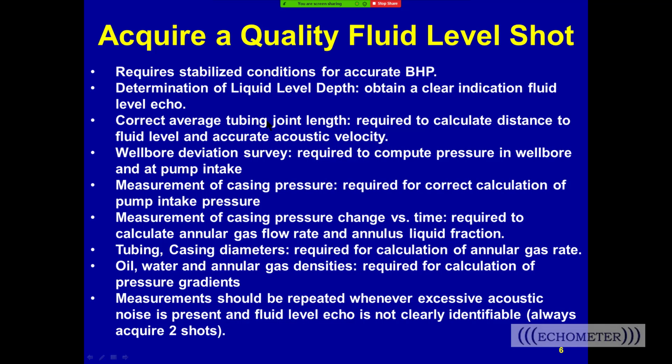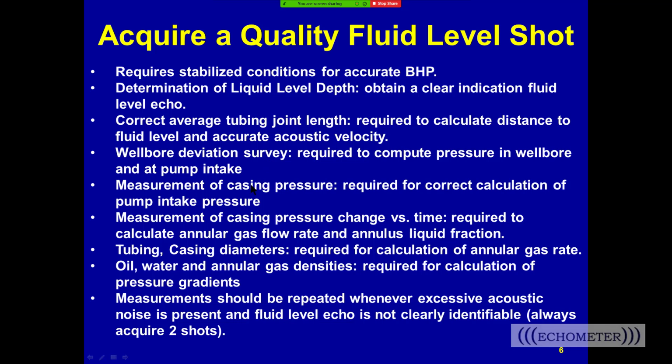And so if your well doesn't have a 31.7 average joint length, that's the default from Echometer, then you need to put your well's average joint length into the software that you use to shoot the fluid level. Now, the deviation survey is important because the pressure wave travels along the pipe and is measured depth. So the echo goes the length along the pipe, the measured depth. If we're wanting to determine the pressure at the pump or the pressure at the bottom of the well, then we need a deviation survey that is used to convert the measured depth into true vertical depth.